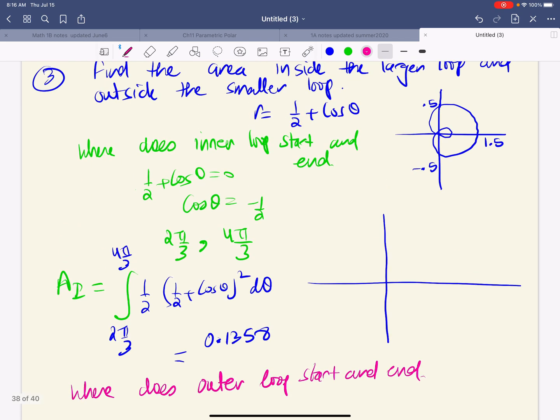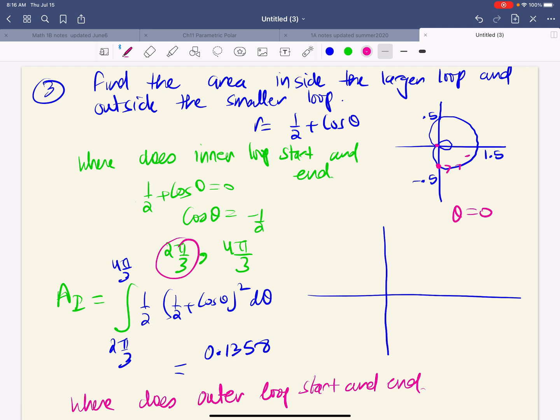Okay, so we can see when theta is 0, that's where we start. When theta is 0, that means r is equal to 1/2. So this is where I begin tracing, and I go all the way up to here, and at this point I will be at 2 pi over 3 because that's when the inner loop begins. The problem is I'm not sweeping my complete circle. I'm not closing the curve. I have this part open.